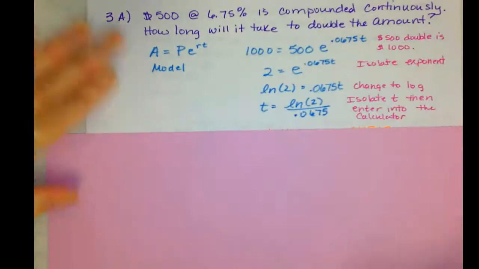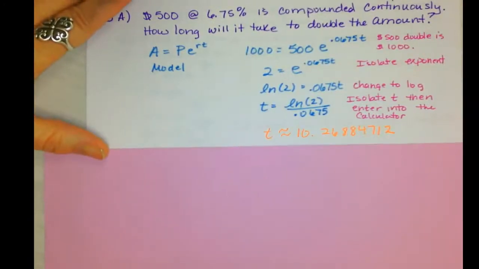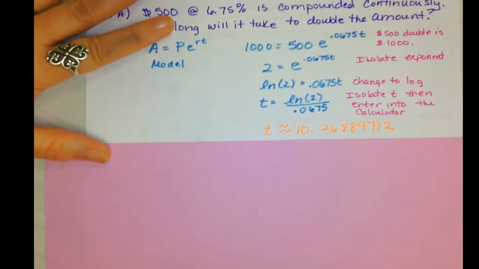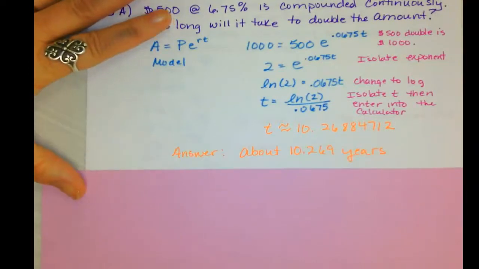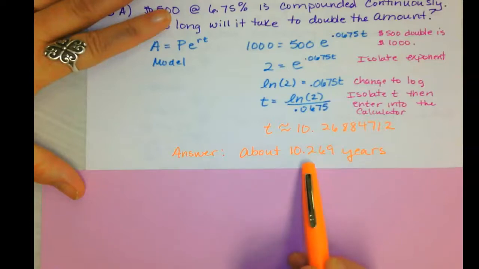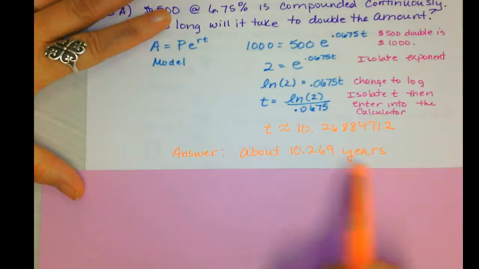And so I'm going to write, since it's an application problem, this is what I got on my calculator. And to answer the problem, this is not answering the question because this doesn't have any units and it's not to 3 decimal places. So we're going to say the answer is about, because we are approximating, 10.269, and years is the unit of time we're talking about. So this would be what I would want to see as your answer.